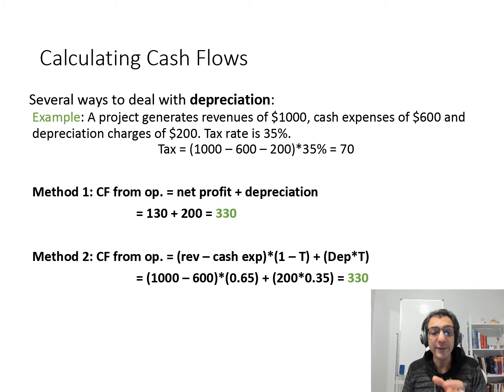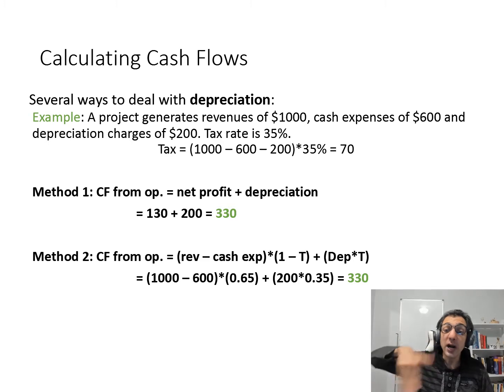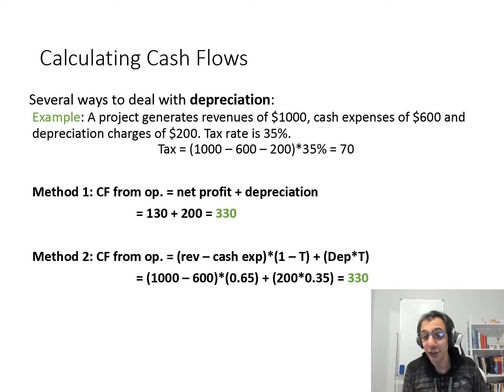However, given the information or the data you have, you can use this method. Sometimes you don't have the net income. You don't know what the net income is, but you know your expenses, you know the revenues, so you need to start from scratch. So the second approach is the more detailed one. Here it is revenue minus cash expenses, then you take out the taxes and you add back, not the depreciation, but depreciation times the tax rate.